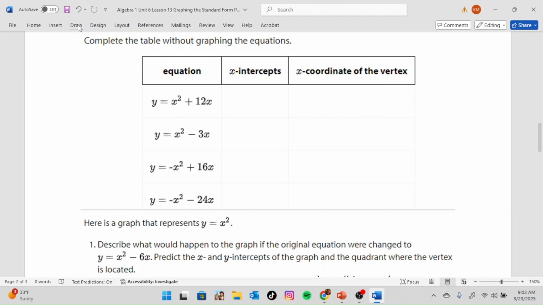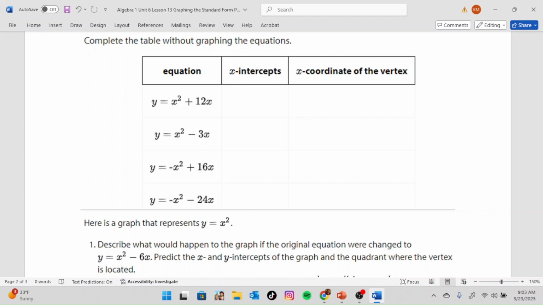Practice problem number 2. Complete the table without graphing the equations. So in the middle column, they want the x-intercepts, and in the right column, they want the x-coordinate of the vertex.